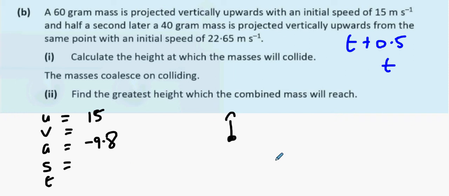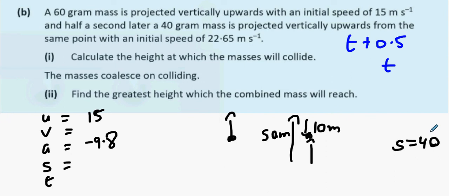So, for example, if your bullet went up 50 meters and dropped 10 meters, and the other bullet came up and hit it, they both have an S value of 40 then, because they're 40 away from their original starting point. By this logic, they both have the same S value. If that makes sense, right?